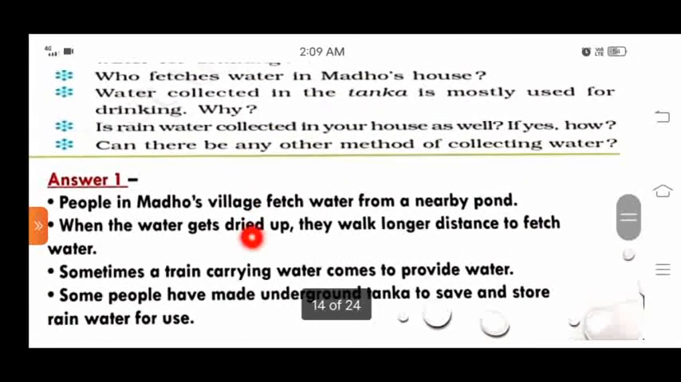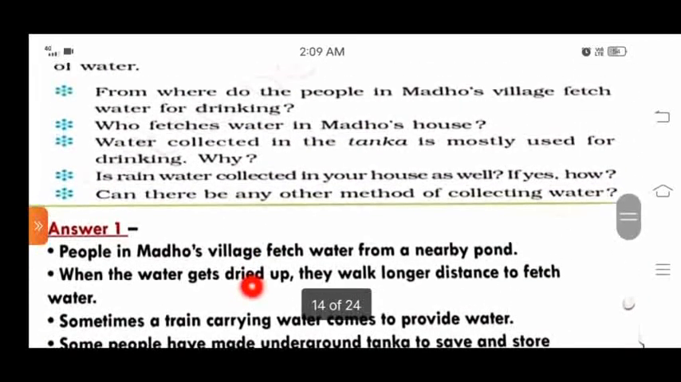Now question number 4. Is rainwater collected in your house as well? If yes, how? So we can say no. By the grace of God, where we live, there is no scarcity of water. We get water properly every day, so we do not collect the rainwater. We are so lucky to have this type of place.